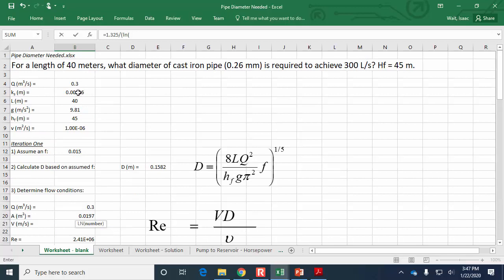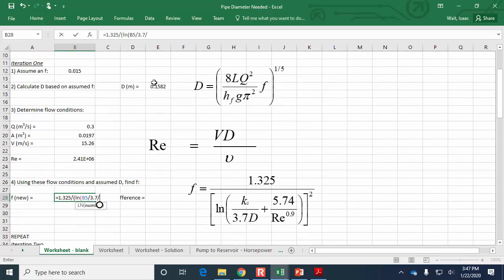So here's the K sub S divided by 3.7 divided by this diameter, okay, plus 5.74 divided by the Reynolds number to the power of 0.9. And then that needs to be squared.